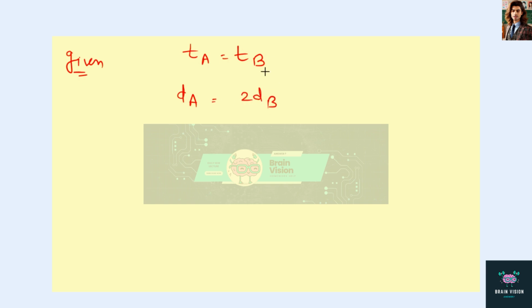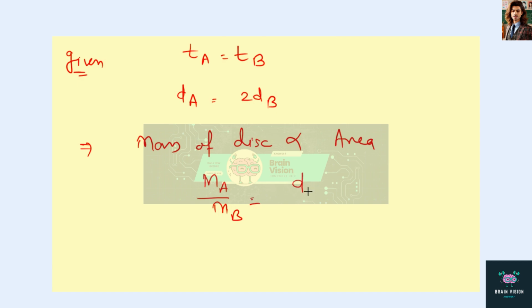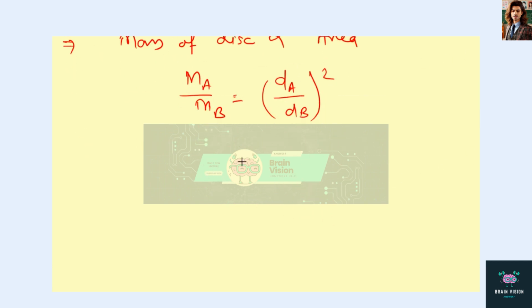Now as we know that mass of disk is directly proportional to area, so we can say that MA upon MB is equals to dA by dB whole square. So we can say from here that mass of A is equals to 4 times of mass of B.